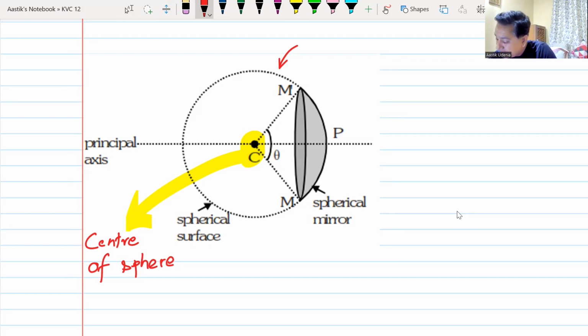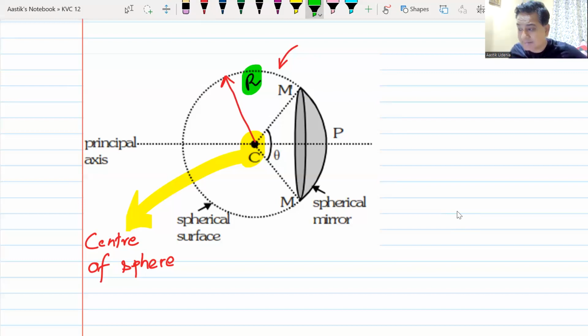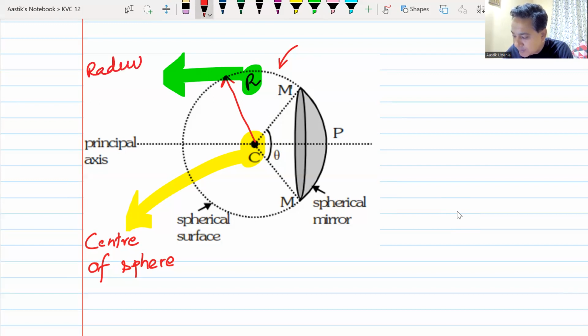Then I can have this R. What is this R? The green one. Radius of curvature. Yes, this is the radius of the sphere that I have drawn or I have copied. This is the radius of the sphere, and for the mirror, this would be known as the radius of curvature. Do we understand this? Yes or no? So these are the first 2 points that you will write.